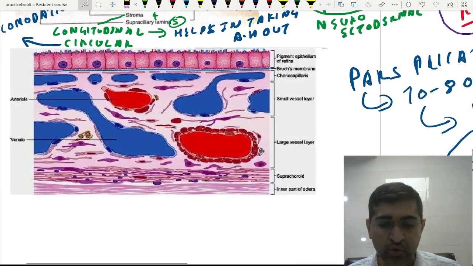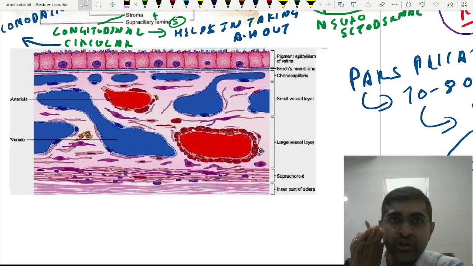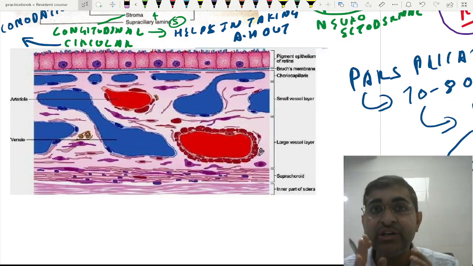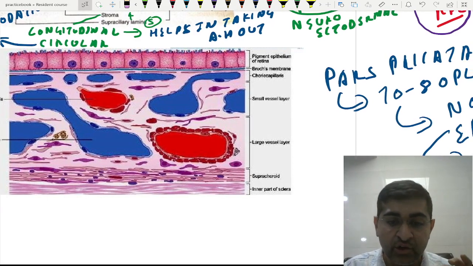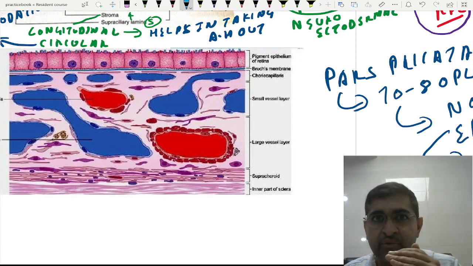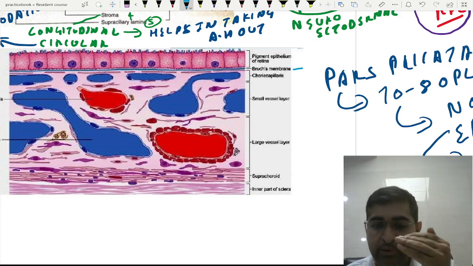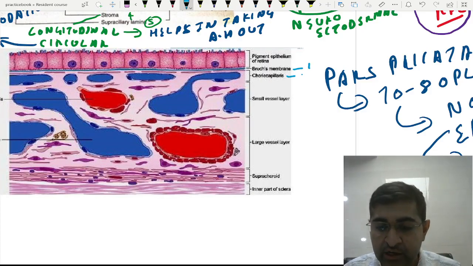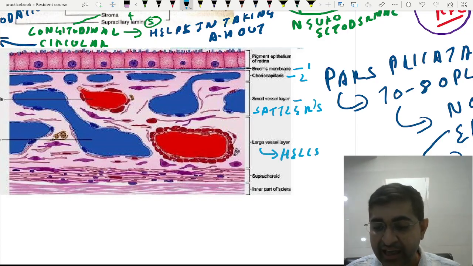Okay, now once you move from the ciliary body to the choroid, what about the layers of the choroid? How many layers of the choroid are there? The layer which is just in touch with the retinal pigment epithelium is Bruch's membrane. Then we have the choriocapillaris layer, then the small vessel layer, which is known as Sattler's layer, and the large vessel layer is known as Haller's layer.